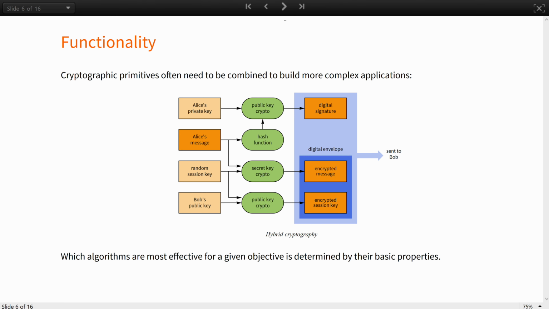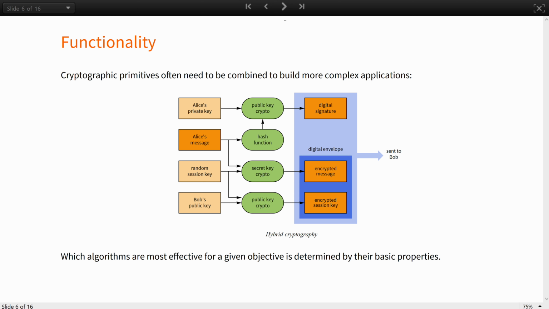Cryptographic primitives often need to be combined to meet various information security objectives of a particular application. In Lesson 21, titled Hybrid Cryptography, you saw a practical example of how combining hash functions with symmetric and public key cryptography can achieve much more than any of its building blocks alone.